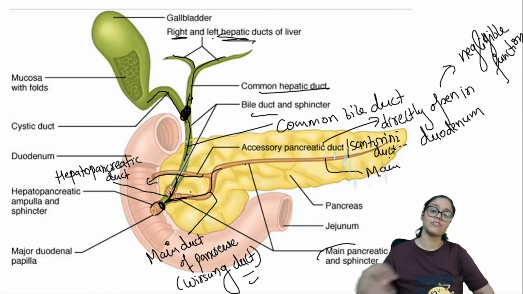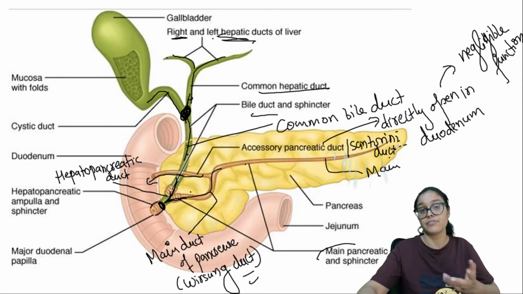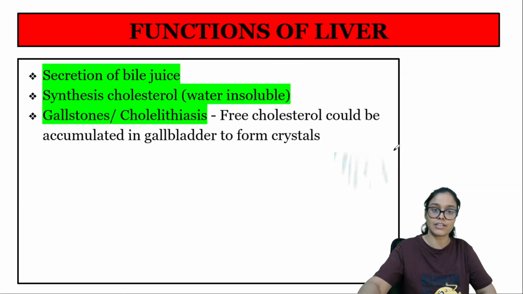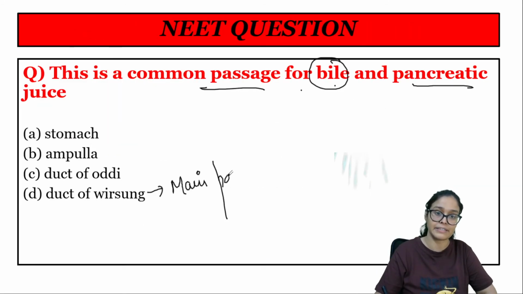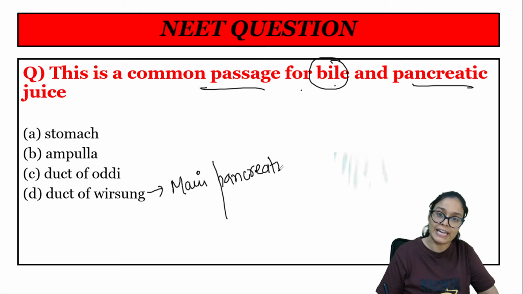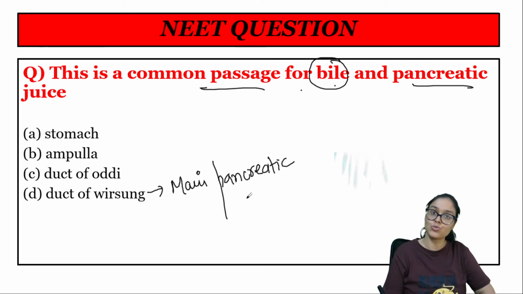So this is something you have to remember, if you ever see these terms in questions. It is the main pancreatic duct, by the way. So you tell me, the common passage of bile juice and pancreatic juice? Main pancreatic duct.